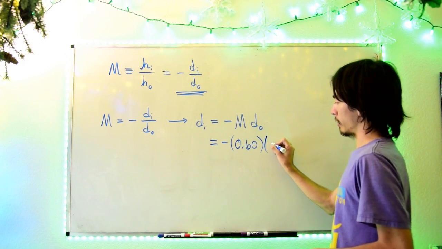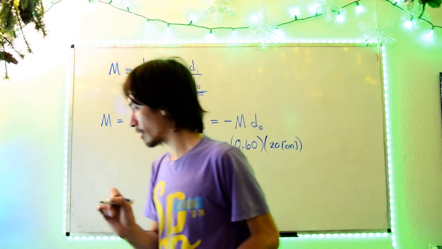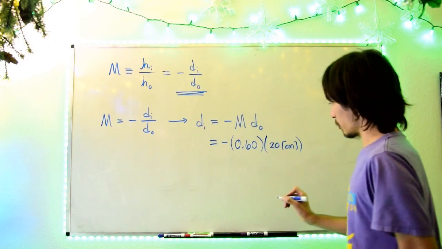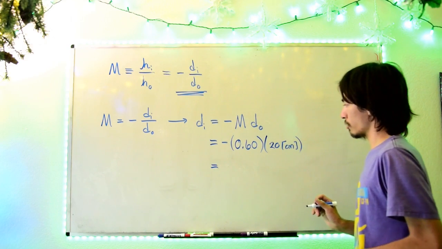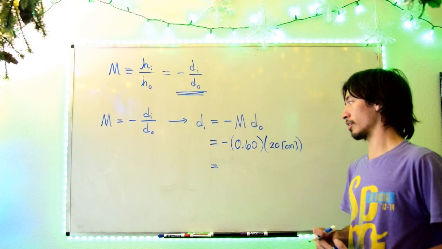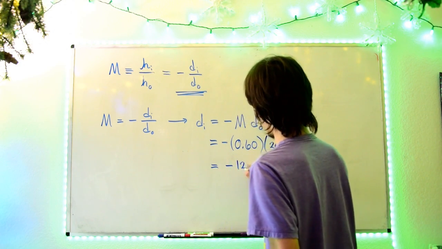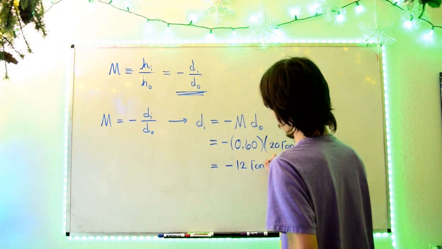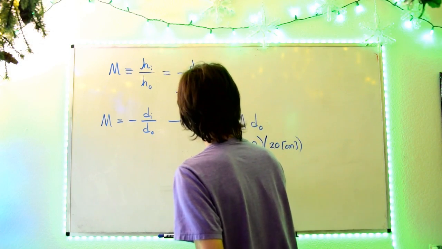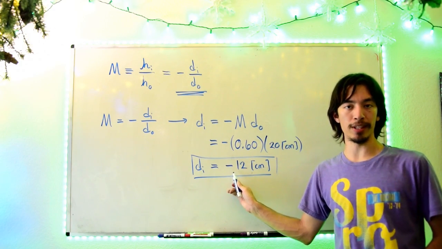do is 20 centimeters in this case, I think. Yeah. And we take 60% of that. So we're going to get 0.6 times 20, what is that? Negative 12 centimeters for our di. Okay. So the image distance is negative 12 centimeters.